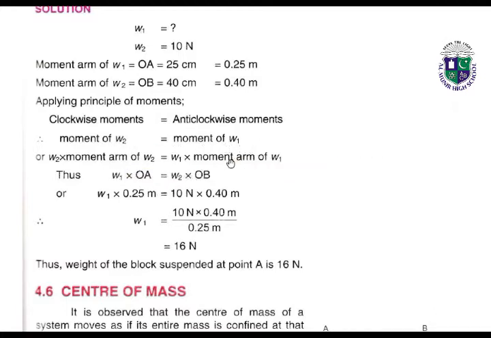By putting in the values, we have to find the weight 1, the weight of block A. OA is 0.25 meters, weight 2 is 10 Newton, and OB is 0.40 meters. If we divide it, we get the weight of block A, which is 16 Newton. The weight of the block suspended at point A is 16 Newtons.